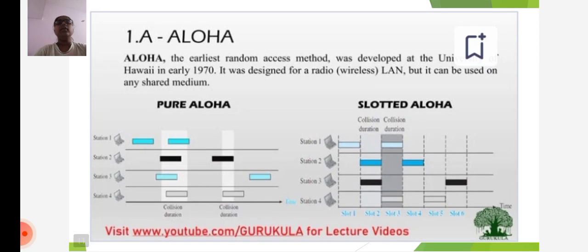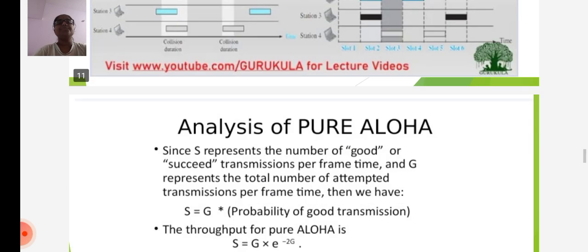ALOHA, the earliest random access method, was developed at the University of Hawaii in early 1970. It was designed for a radio wireless LAN, but it can be used on any shared medium. So these are the different graphical representations of pure ALOHA as well as slotted ALOHA. It's a graphical representation of both types of ALOHA.